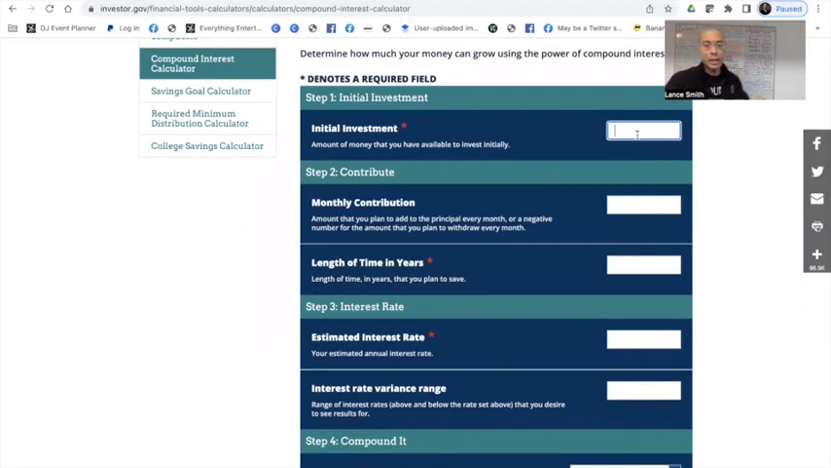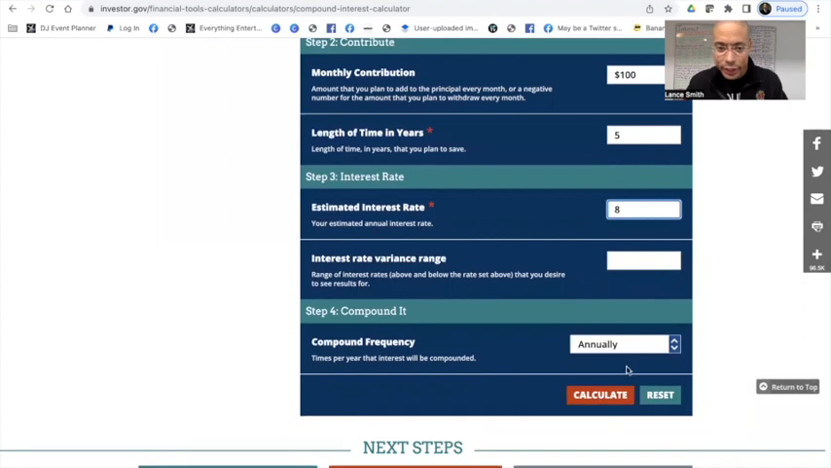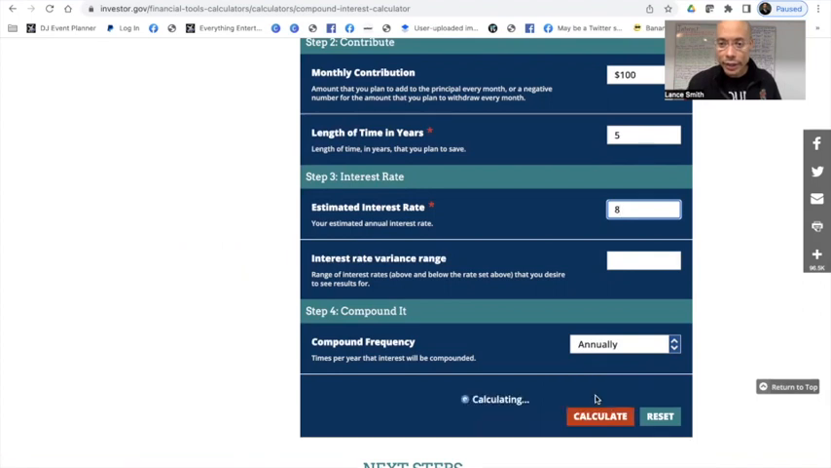Now, the initial investment we said is $5,000. The monthly contribution we're saying is $100 per month. The length of time in years, let's say 5 years, because we want to figure out what the balance is after 5 years. And the annual interest rate, the APR, is 8%. All right. And we're saying that it compounds annually, right? Compounds annually. All right, so let's calculate that.